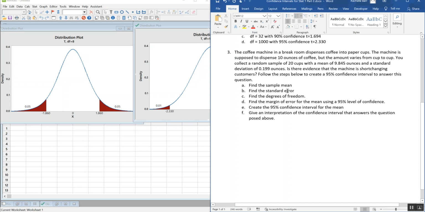We're going to create ourselves a confidence interval for the mean. So let's start off with, hey, what's the sample mean? 9.845. What's the standard error? Be careful, that's not the standard deviation. This is the spread of the sampling distribution. So that's going to be 0.199 divided by the square root of 20. In case you've ever wanted to know, SQRT is the Unicode code that almost every single computer programming language uses for square root.